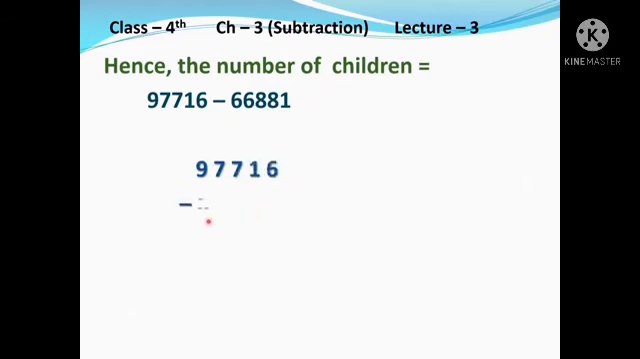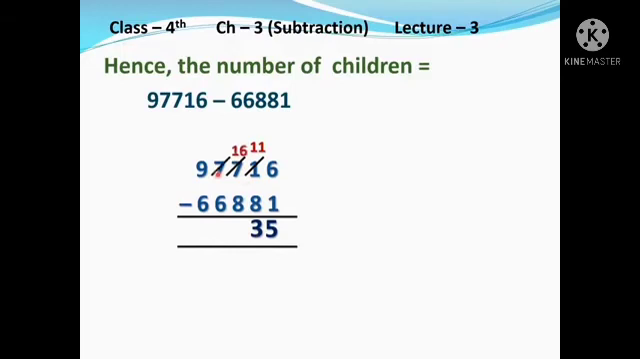97,716 minus 66,881. Now subtract this. 6 minus 1, 5. Write 5 here. Now see, 1 minus 8, it is not possible. So we will take 4 from this 7. So this 7 will become 6 and this 1 will become 11. 11 minus 8, 3. Write 3 here. Now see, 6 minus 8, again it is not possible. So we will take 4 from this 7. So this 7 will become 6 and this 6 will become 16.